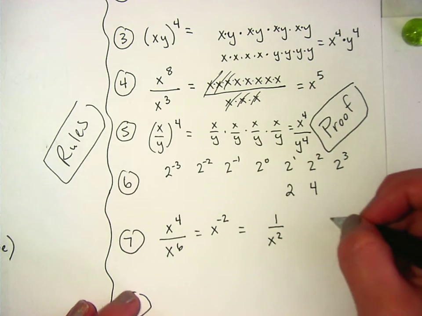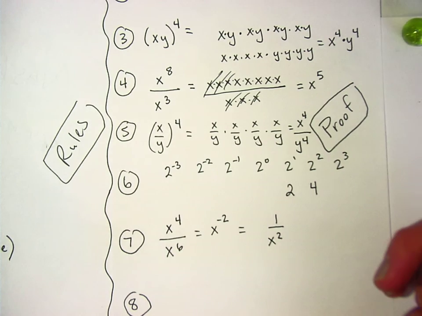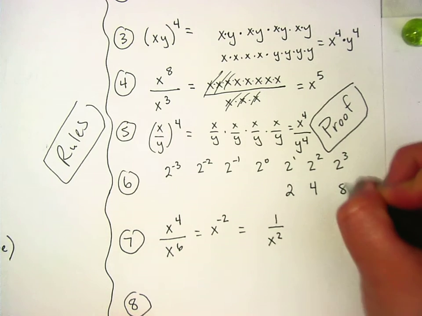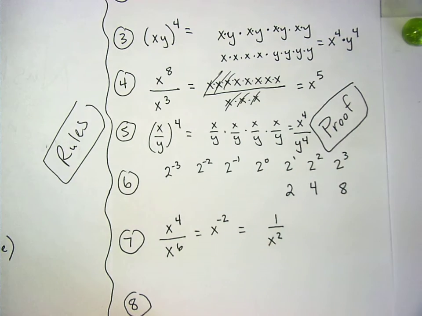Okay, 2 to the third. It's not 6. I heard some people say 6. Why is it not 6? That's just 2 times 3, right? But it's 2 times 2 times 2, which is 8. Okay, everybody okay with this so far?